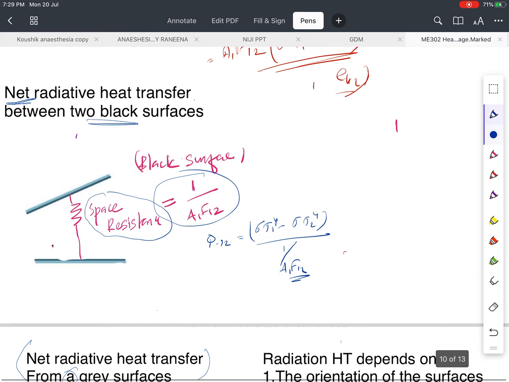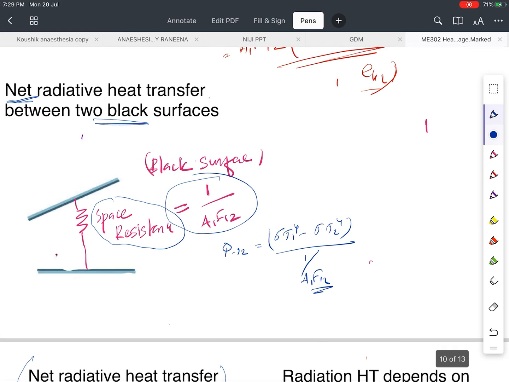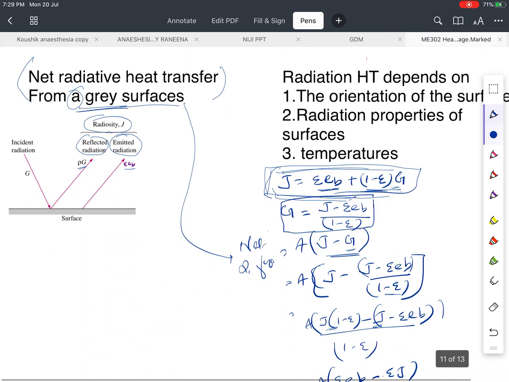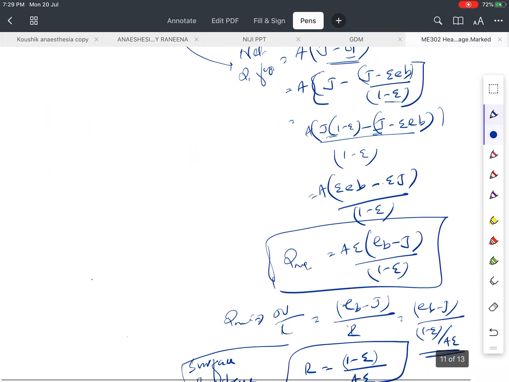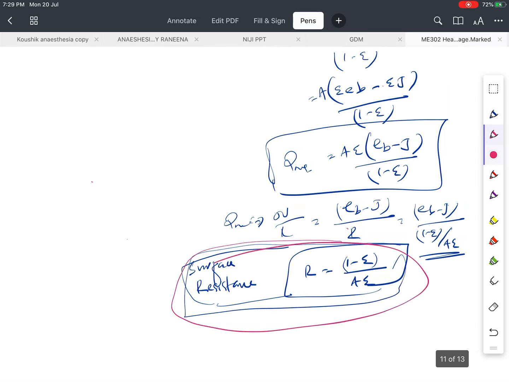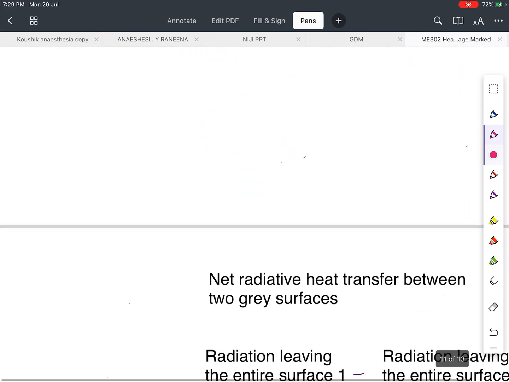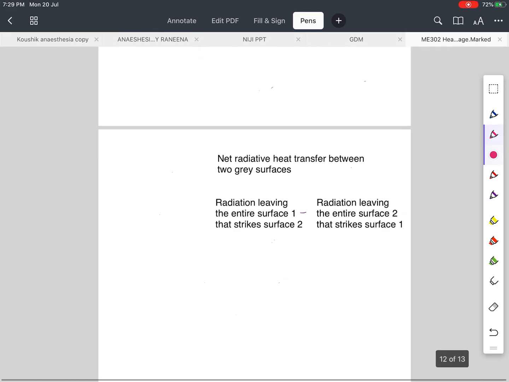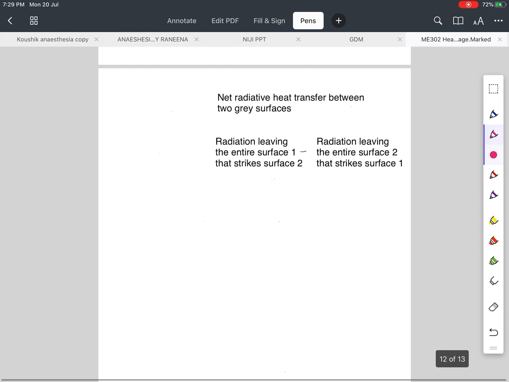Now you see, in the last class we have seen the space resistance. Space resistance is 1 by A1 F12, and there will be a surface resistance associated with every gray surface, which is 1 minus epsilon divided by A epsilon.